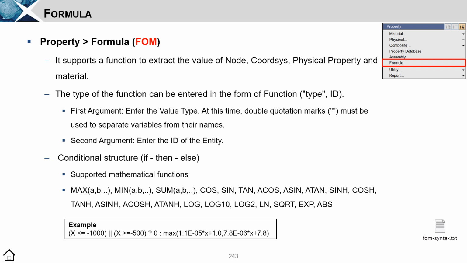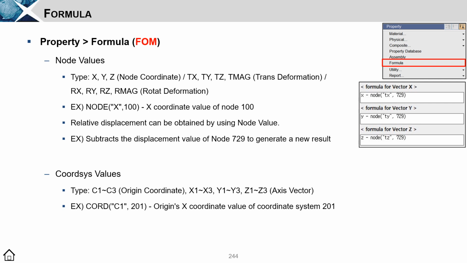Formula command allows you to create and manage formulas for boundary condition or tabular function generation. It supports a function to extract the value of node, coordinates, physical property, and material. The type of the function can be entered in the form of function type ID. You can create formulas with functions such as log, max, sine, and cosine as well as conditional statements. You can use the values of nodes or coordinate systems in formulas.